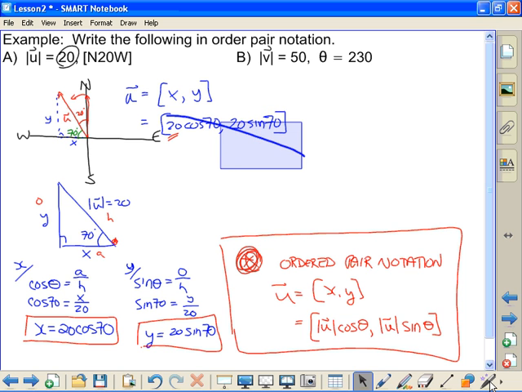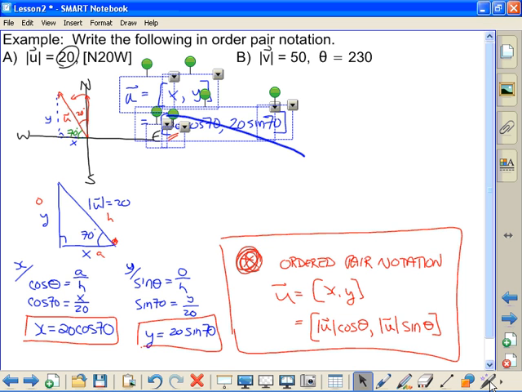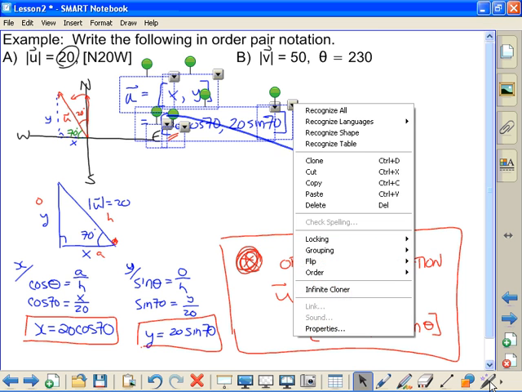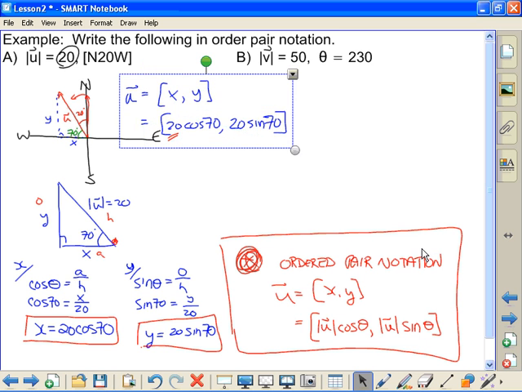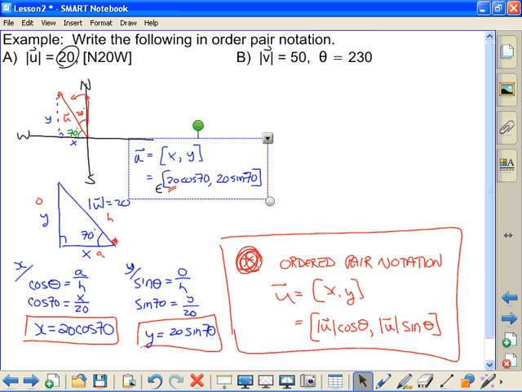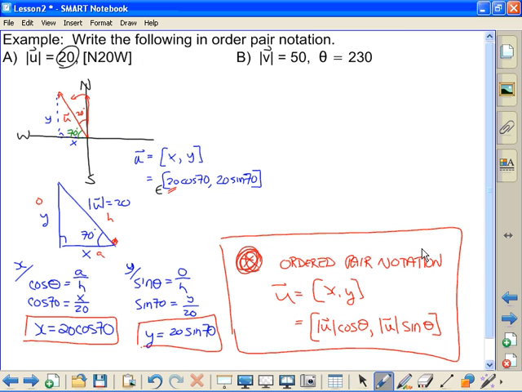So, number B here, or letter B. So now that we know that, it doesn't matter that the angle is over 180. So there's the answer there, cleaned up a little bit. So vector V is simply the magnitude of the vector, cos of the angle. So cos 230, comma, 50 sine 230.